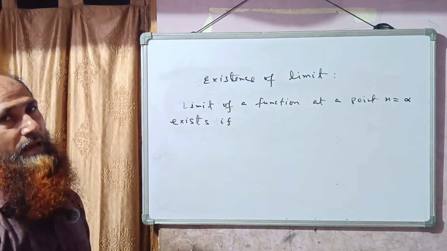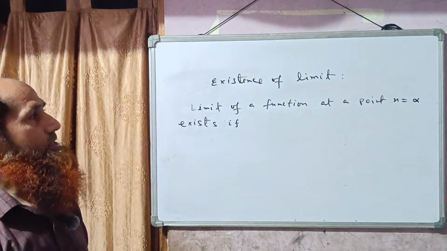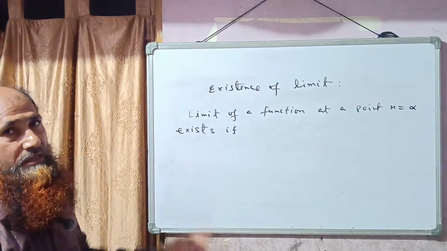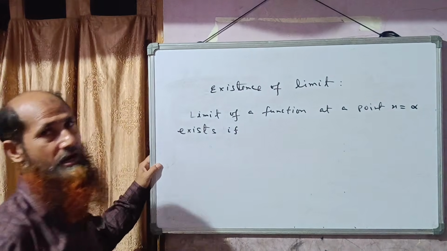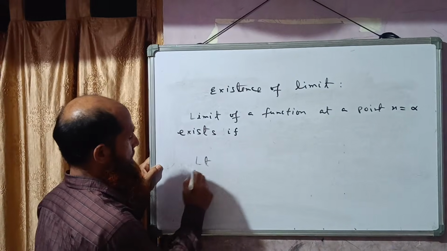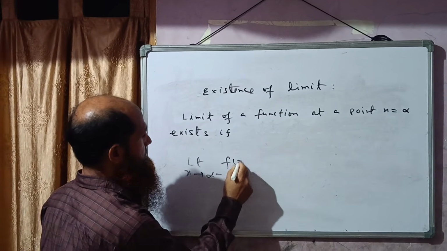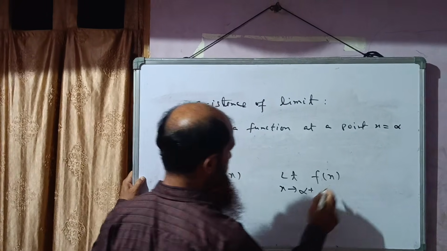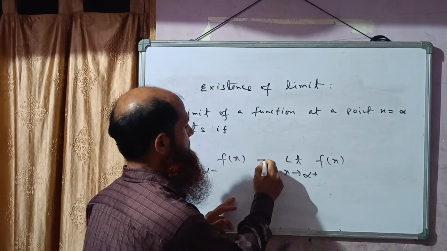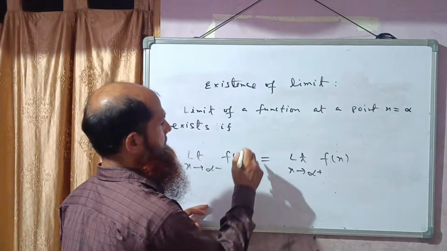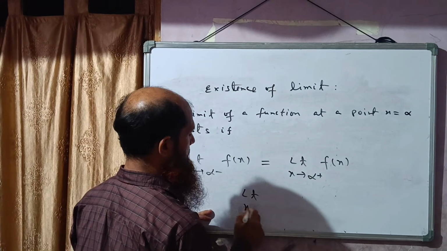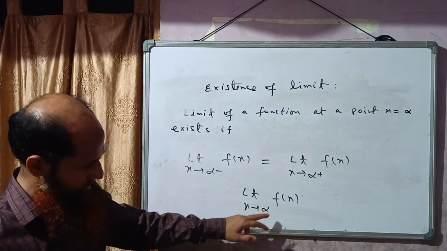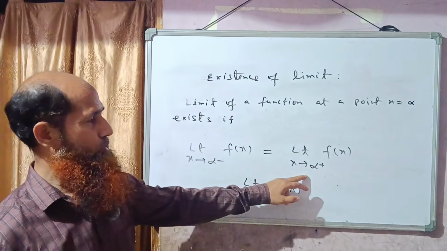Okay, so from the examples, what we have observed about the existence of a limit. Limit of a function at a point x equal to alpha exists if the left hand limit and the right hand limit both exist and are equal. So limit x tending to alpha minus f(x) and limit x tending to alpha plus f(x), both limits exist and are equal. Then we say that this limit exists. So limit x tending to alpha f(x), this limit exists only when left hand limit and right hand limit both exist and are equal.